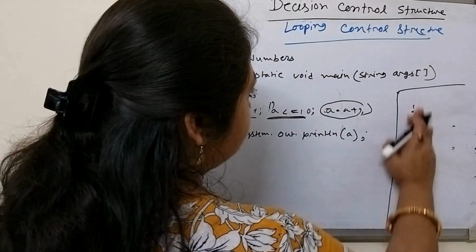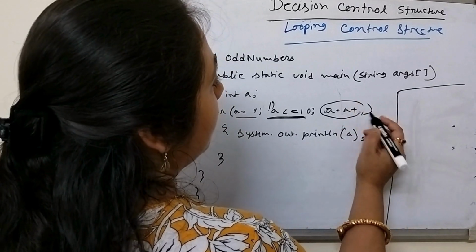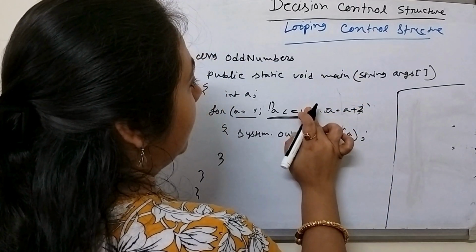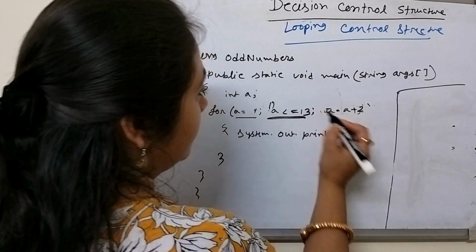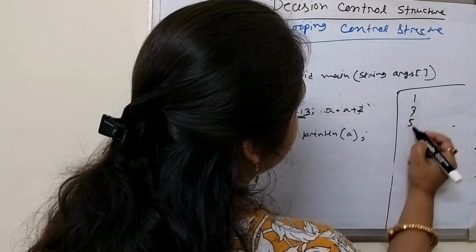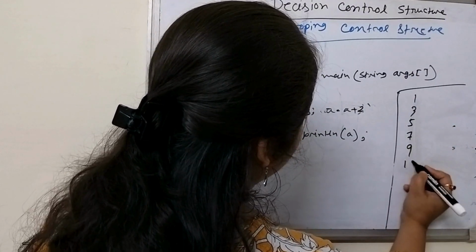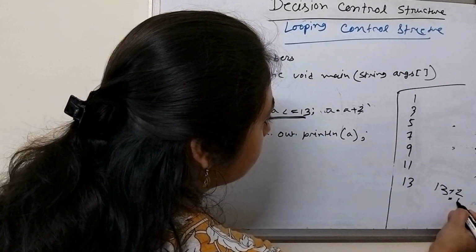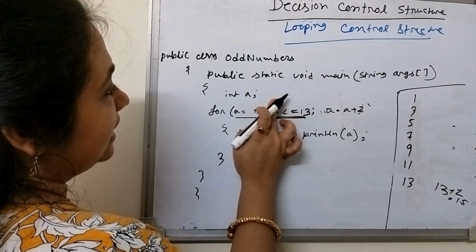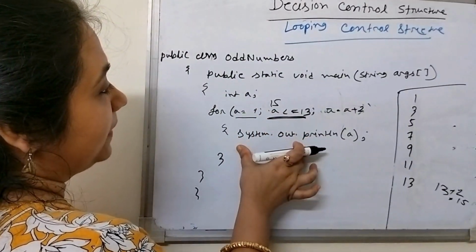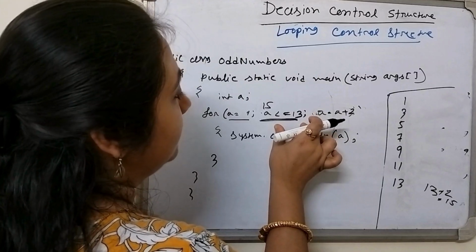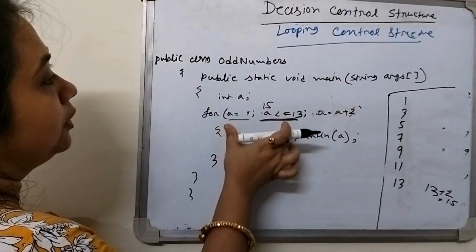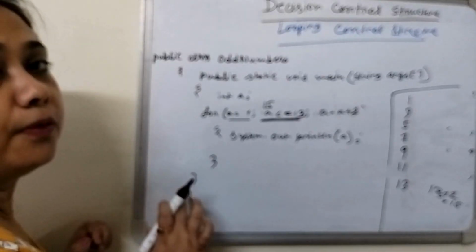Or according to the previous program, if I give a plus 2, and the condition is up to 13, then 1, 3, 5, 7, 9, 11, 13 will be printed. Up to 13 will be printed. When it becomes 13 plus 2, 15, the condition will not be satisfied, then the program will stop here. The rest of the part will not be executed. So this is the process by which the for loop is executed. This is the program of a for loop.